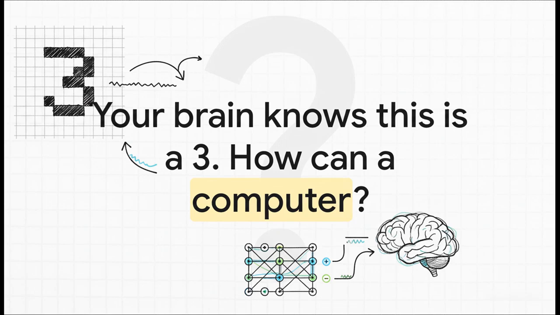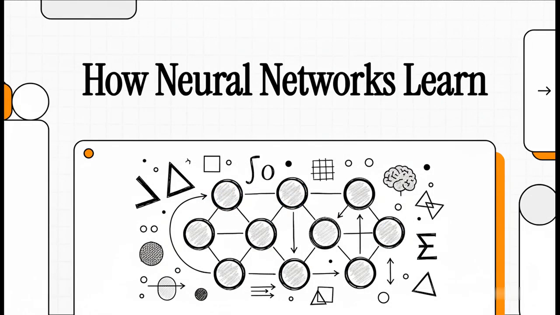But now imagine you have to sit down and write a program to recognize it. Suddenly, that simple task feels almost impossible. So, how do we actually teach a machine to see what we see so effortlessly? Well, let's dive in and find out.